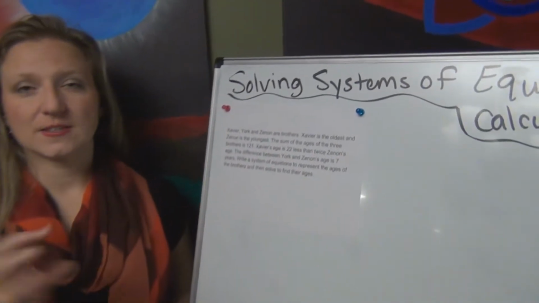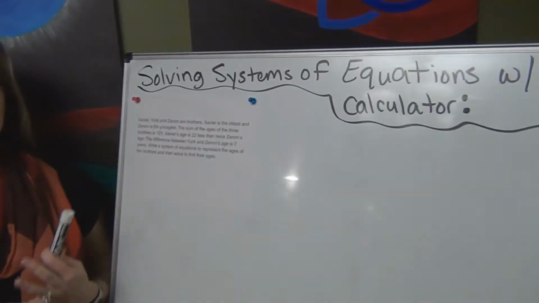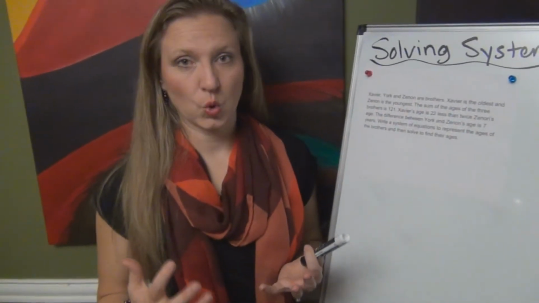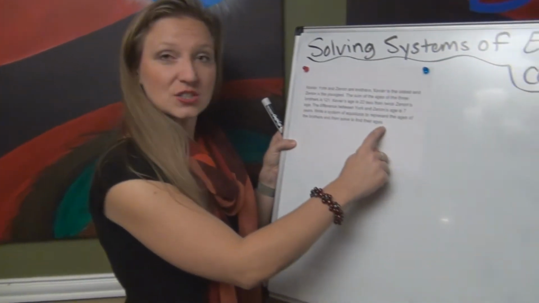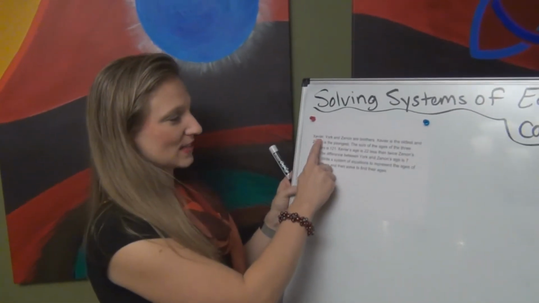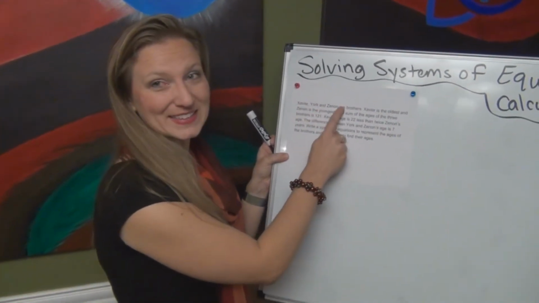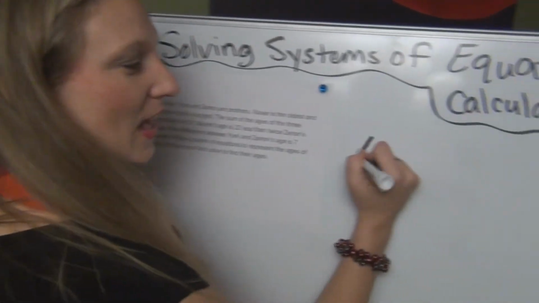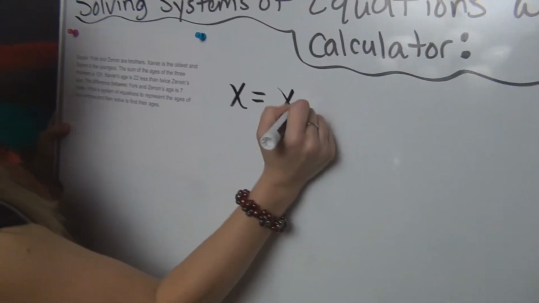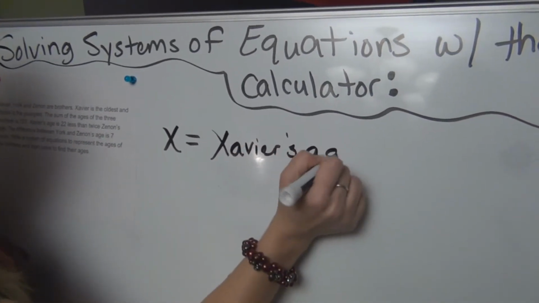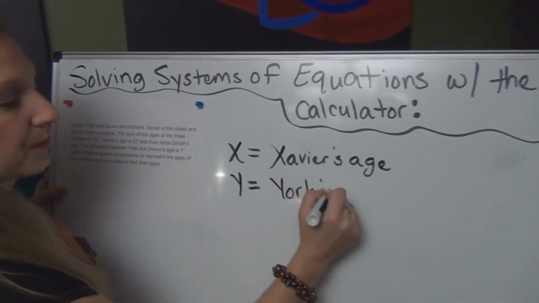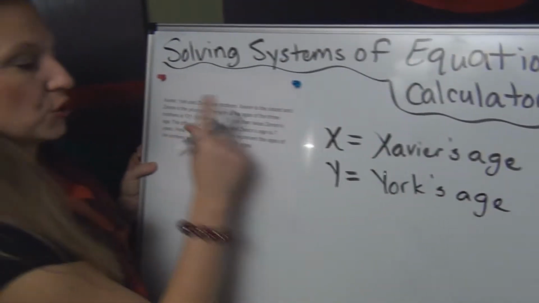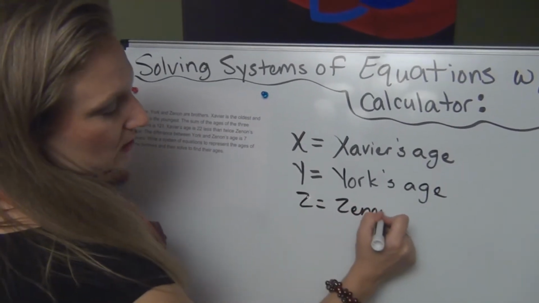So the first thing we want to do when we're setting up our equations is to figure out what our variables are. What are our letters, our variables in math, going to represent in this problem? Well, what we're trying to find is the brothers' ages. So the three brothers we have are Xavier, York, and Zenon. Isn't that nice? X, Y, and Z. So we're going to use X to represent Xavier's age. We're going to use Y to represent York's age. And we're going to use Z to represent Zenon's age.